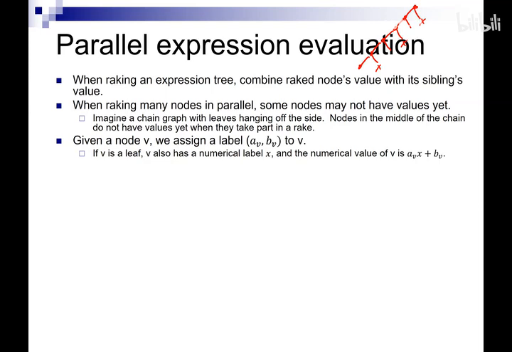And then what this a of v and b of v label represents is that now suppose this node v actually has a numerical value. Eventually it's going to get some sort of numerical value, even if we don't know what the value is right now, so we assume it's just some number x. Then what this label represents is that it's a numerical label x. If it's got a numerical label of x, then the actual value of v is going to be AV times x plus BV.